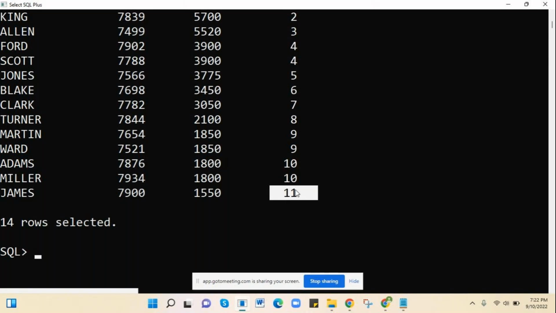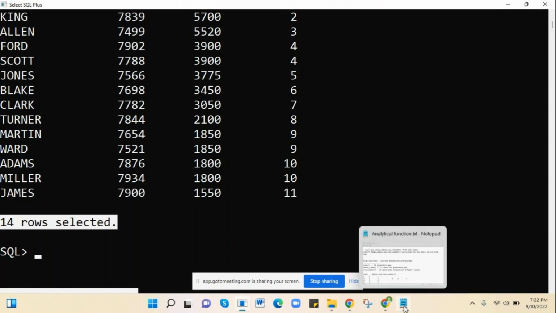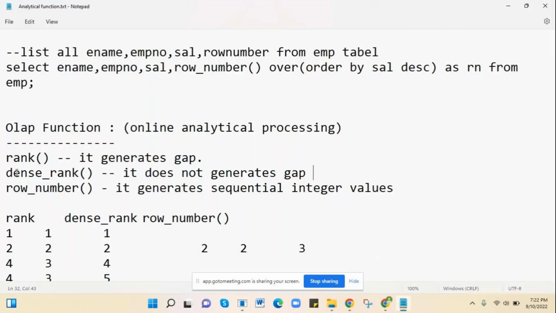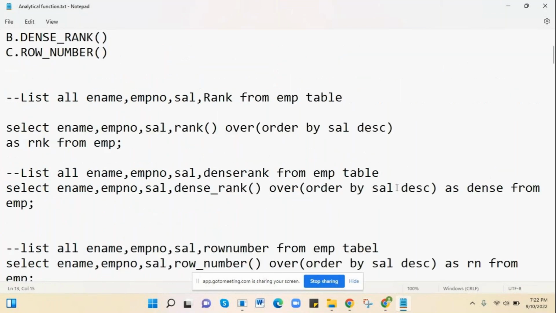That's why the least rank is always less than the total number of rows, total number of employees. Okay, that is dense rank. That is nothing but dense rank. Next we have row number.